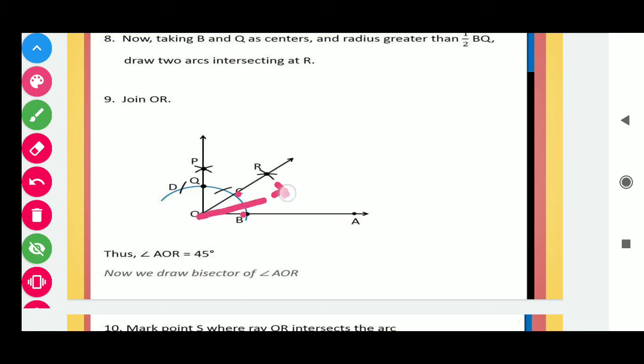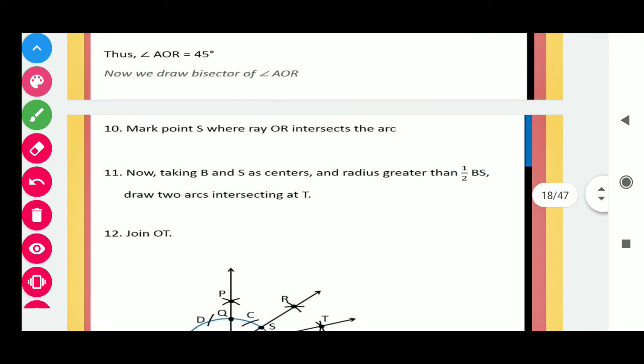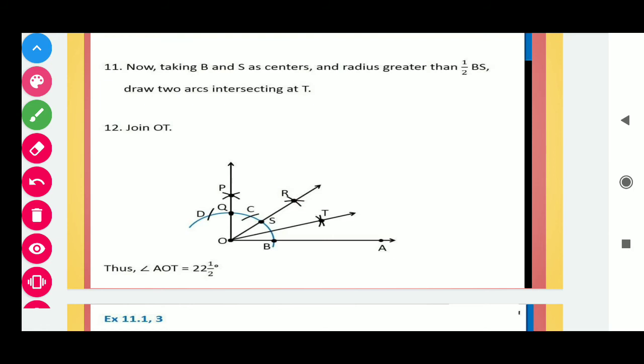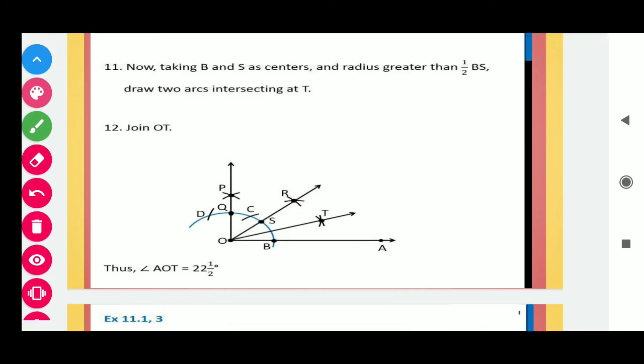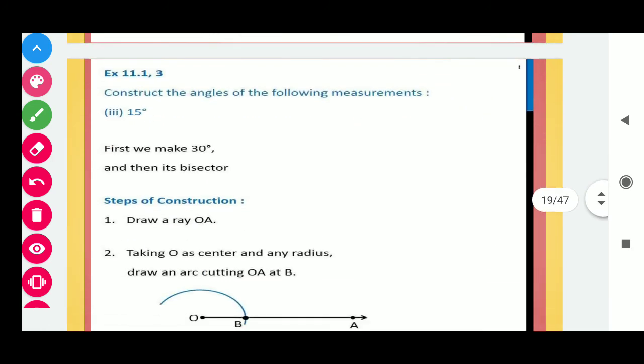In this way this makes the 22.5-degree angle. So students, you can see here, yes, here is the solution. So join OT, thus AOT is the 22.5-degree angle. Now here we have the third part of the same question.